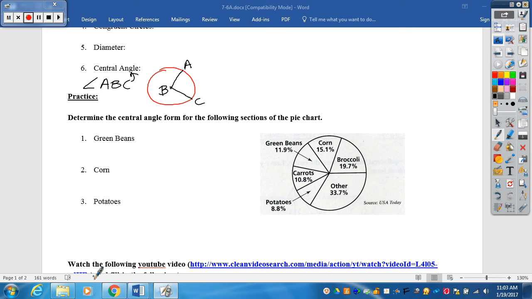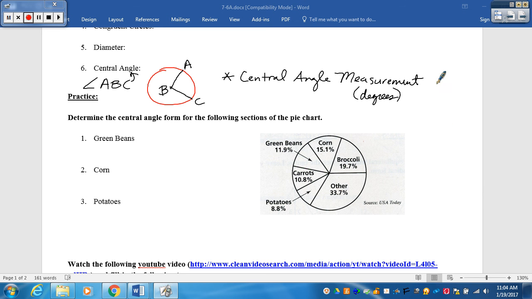Okay. Now I'm going to be honest with you, this next part is the most important part of today's lesson, okay? And so this is the key. When we talk about central angles, so I'm going to write down central angle, the measurement of the central angle is going to be in degrees, okay? So whatever the degree is of the angle, that's the central angle measurement, okay? Now, that measurement is equivalent to or equal to the arc measurement.